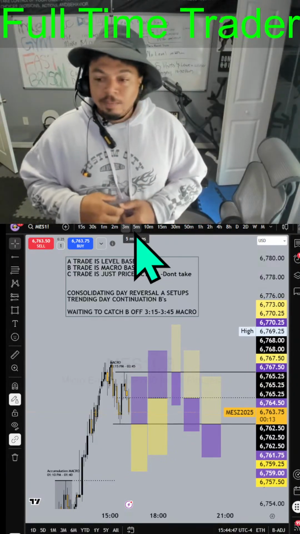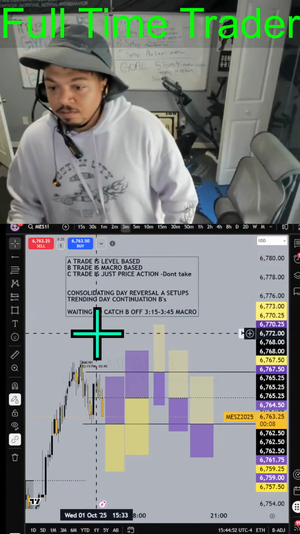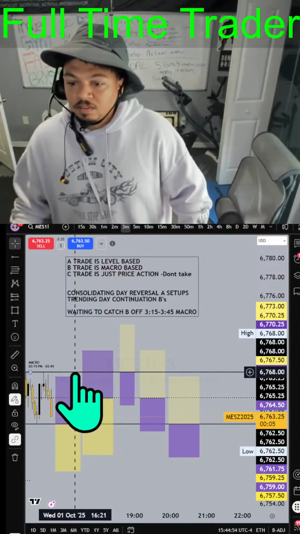Fine tuning. You're probably just over leveraging or taking too many trades. That's usually all it takes to become profitable. You've got to stop over leveraging and stop taking as many trades. So let's see what happens here.